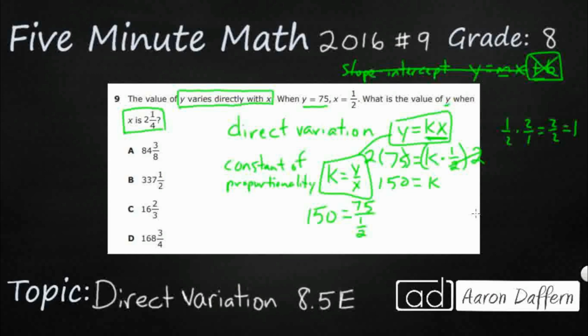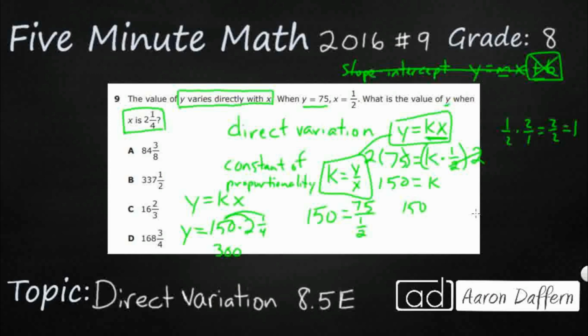So let's go to our y equals kx, and let's just plug in what we have. Y equals kx, that's our direct variation. So now we need to find out what y is when k is 150 and x is 2 1/4. All right, so I'm going to do this in two chunks. I'm going to distribute out: 150 times 2, 150 times 1/4. So 150 times 2 is easy. I'm just going to double it to 300. Now I need to do 150 times 1/4.